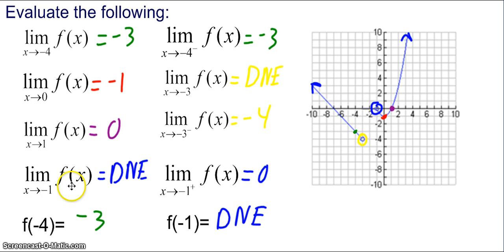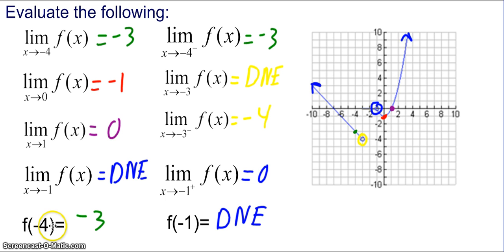The limit as x goes to -1 does not exist, because as I approach from the left, it's 0. There is nothing from the right. The limit as x goes to -1 from the right. I'm sorry, I misspoke. As I approach from the left, there's nothing. As I approach from the right, it's 0. So for the previous one, and therefore that leads us to this, the limit as x goes to -1 from the right is 0. What is f of -4?